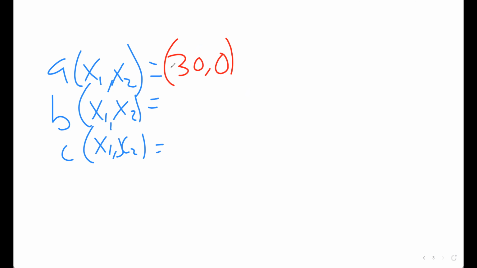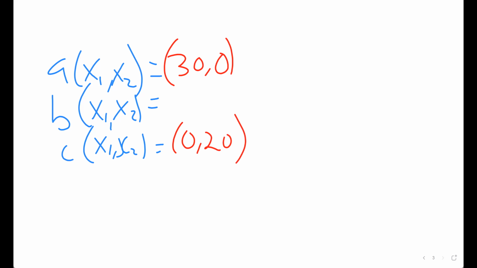Now let's leave B for now because it's a little bit complex. Let's go to C. What are the coordinates of C? Who can give me the coordinates of C? Rebecca: 0, 20. Yes, 0, 20. So Rebecca says it's 0 and then 20, and that is also correct.